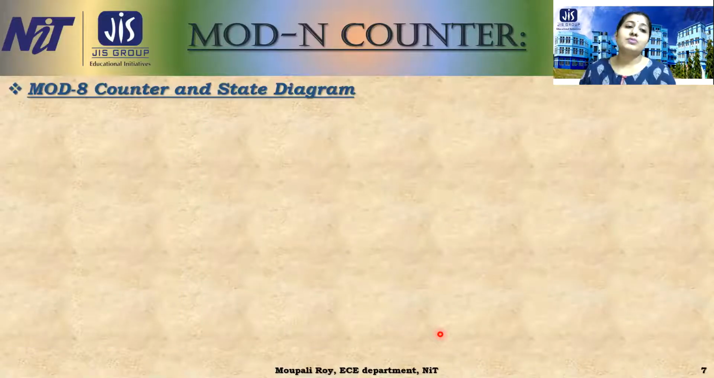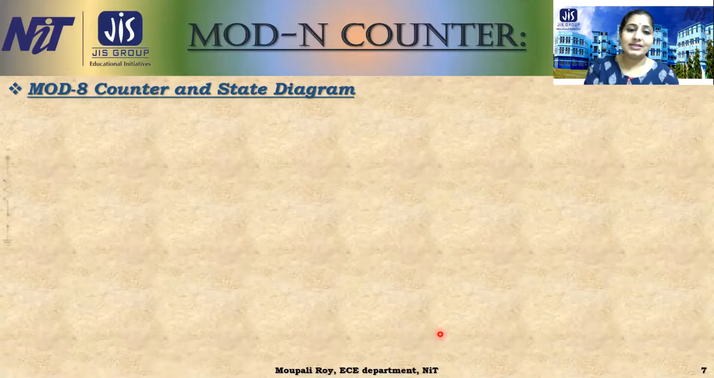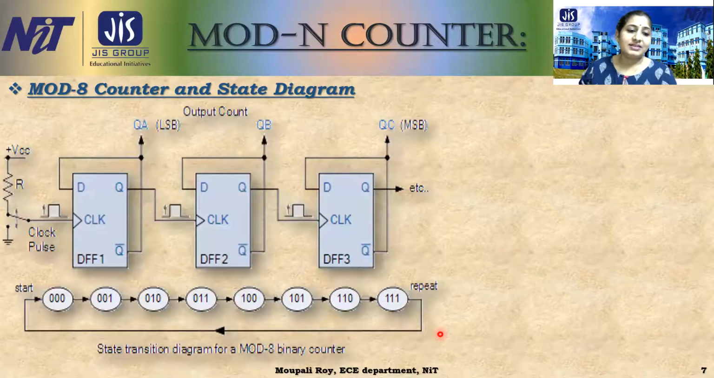Next one is the mod 8 counter and its state diagram. So see, this is the mod 8 counter and this is the state diagram. For mod 8, that means we are getting 8 outputs there.